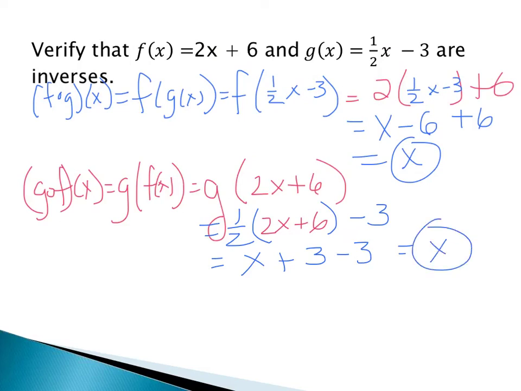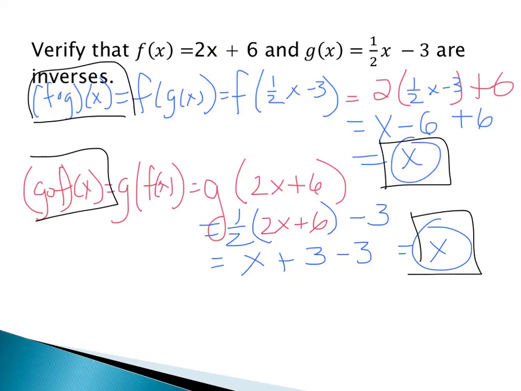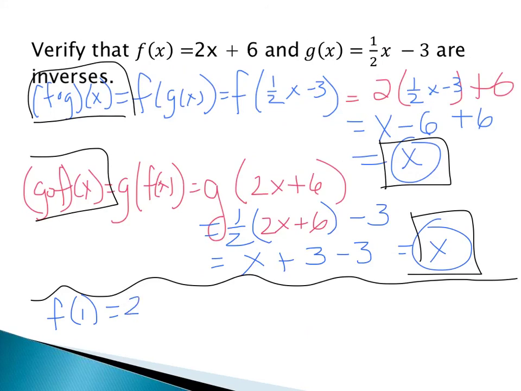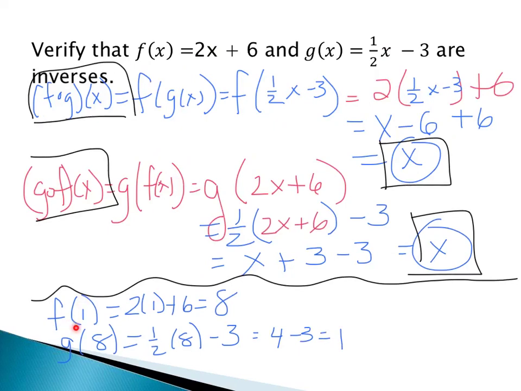So when two functions are inverses, f of g of x is going to equal g of f of x, and it's going to equal x. One last thought to leave you with that is very interesting is, let's find f of 1. F of 1 is 2 times 1 plus 6 is 8. Now let's find g of 8. G of 8, 1/2 times 8 minus 3 is 4 minus 3 equals 1. And look, we went from 1 to 8, and then from 8 back again to 1.